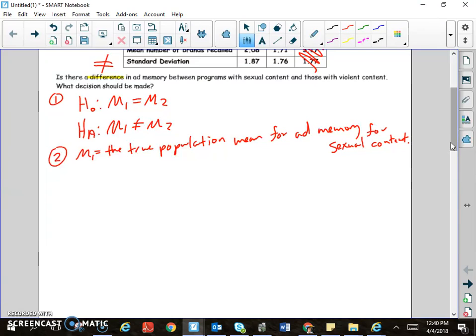Your second parameter that you're defining is going to say all the same thing. Just to save us some time so I can fit everything in the video, it's going to say the true population mean for ad memory, except you're going to change what it is because M2 now revolves around violent content. So this one will say for violent content. You'd want to write it out when you're doing it. I just want to make sure I get through this example in the 15 minutes that I have.